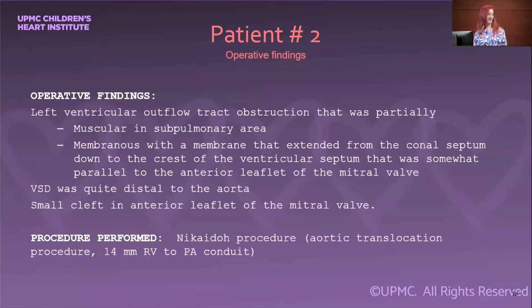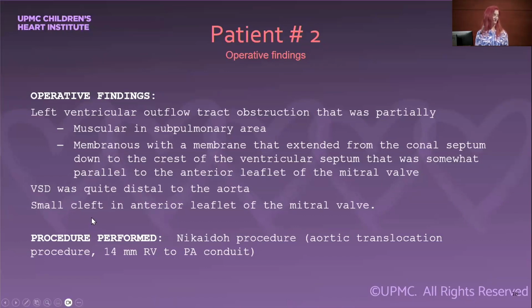Okay, operative findings. Left ventricular outflow tract obstruction that was partially muscular in the subpulmonary area, membranous with a membrane that extended from the conal septum down to the crest of the ventricular septum that was somewhat parallel to the anterior leaflet of the mitral valve, which is, I think, exactly what that 3D image looked like. VSD was quite distal to the aorta.